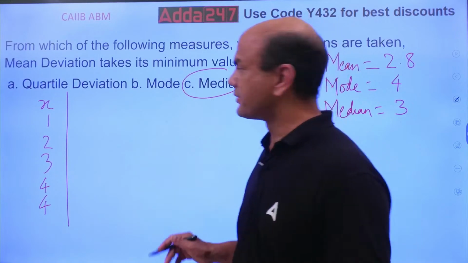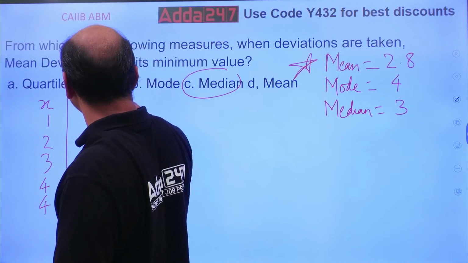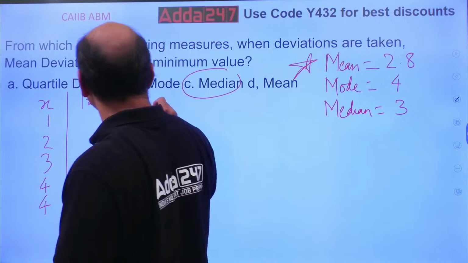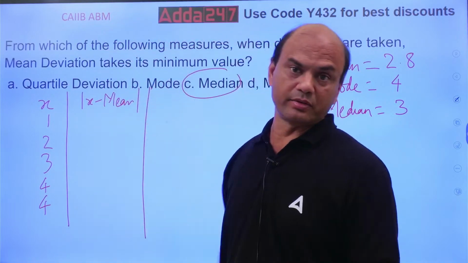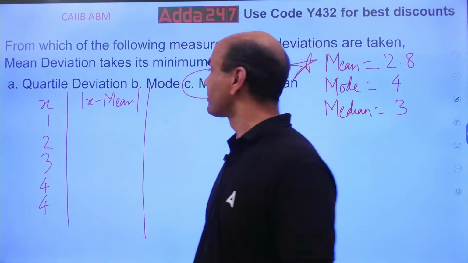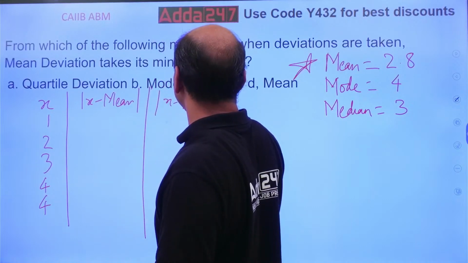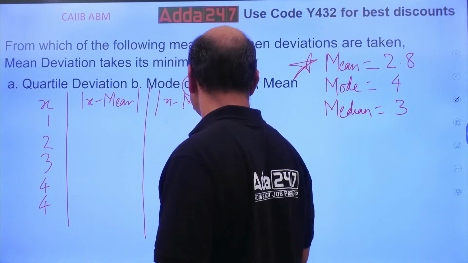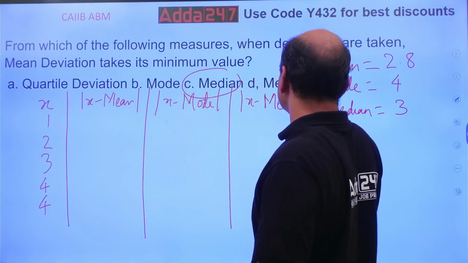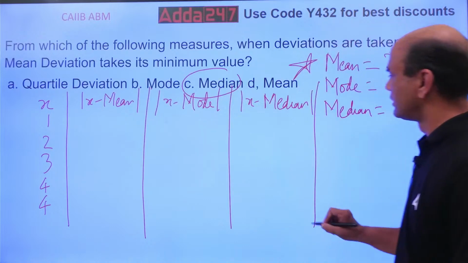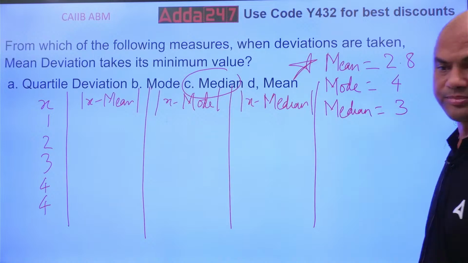Everywhere, modulus. So modulus of x minus mean. Modulus means always a positive value. Kindly note, only positive value. Then modulus of x minus mode, and modulus of x minus median. So take the modulus everywhere.